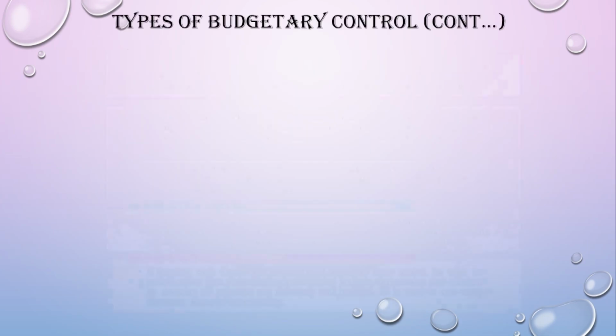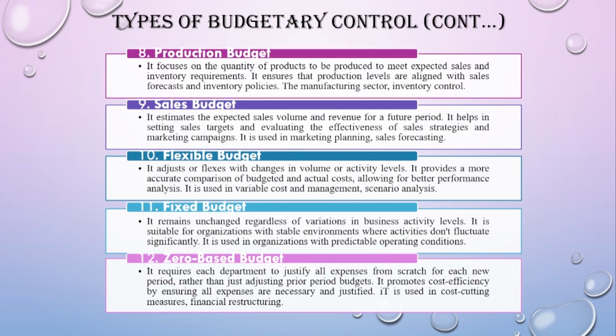Another type of budgetary control is called the production budget. It focuses on the quantity of products to be produced to meet expected sales and inventory requirements. It ensures that production levels are aligned with the sales forecast and inventory policies. It is used in the manufacturing sector and inventory control.